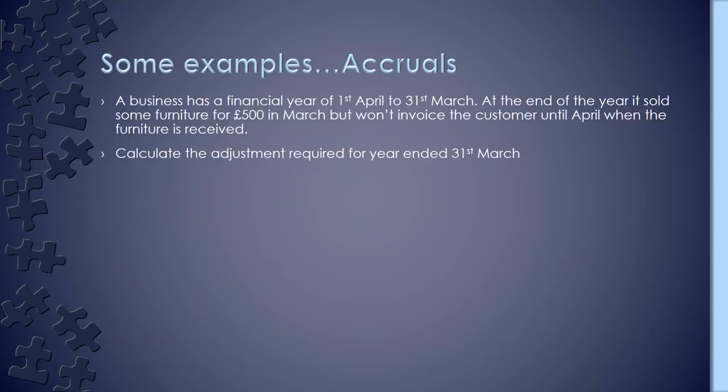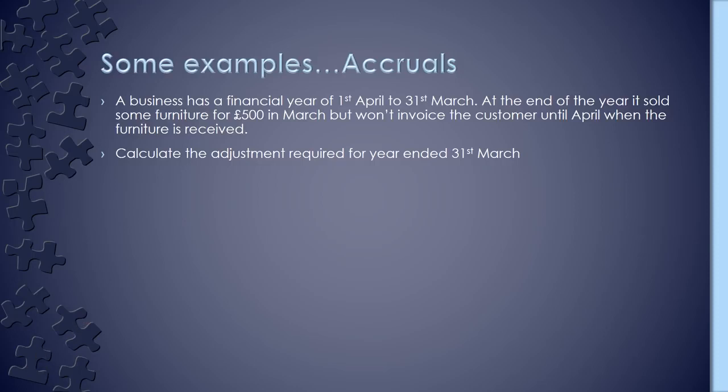Okay, so let's have a look at the next one then. A business has a financial year of 1st of April to 31st of March. At the end of the year, it sold some furniture for £500 in March, but won't invoice the customer until April, when the furniture is received. Calculate the adjustment required for year ending 31st of March.